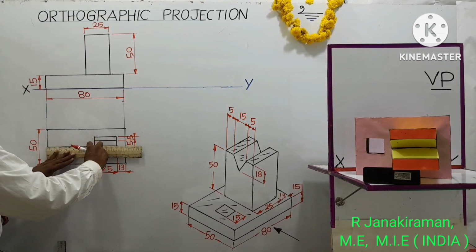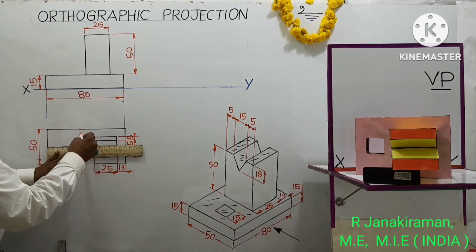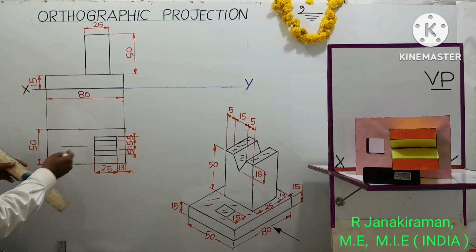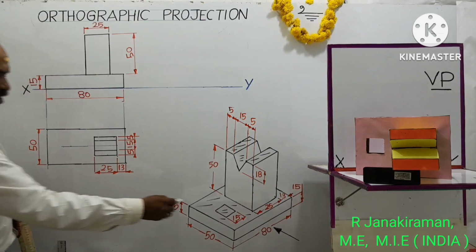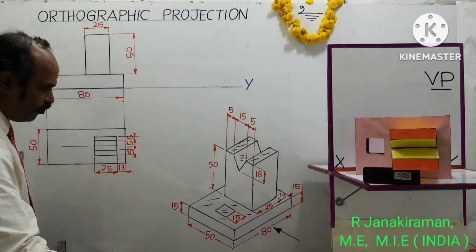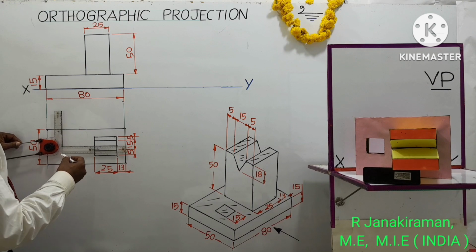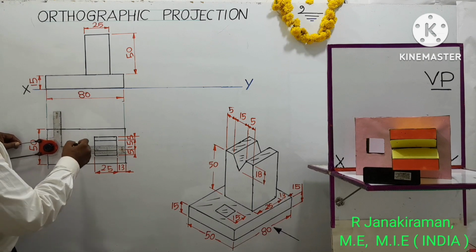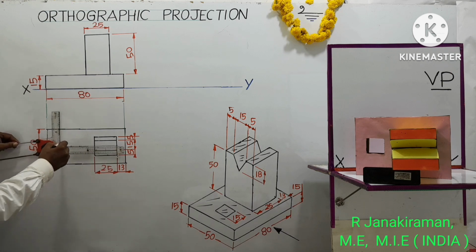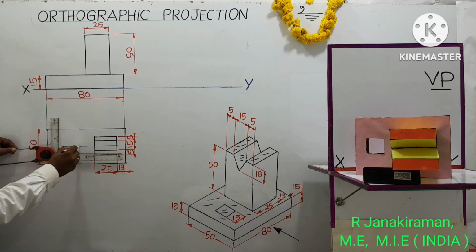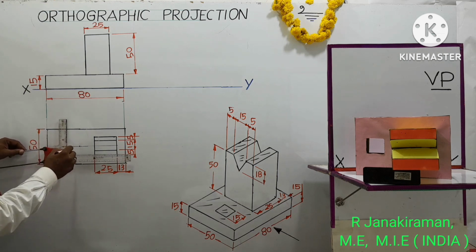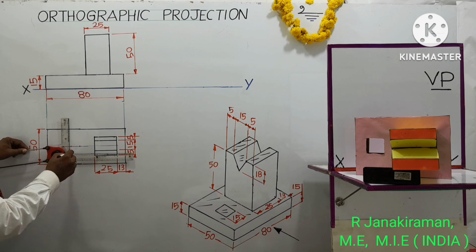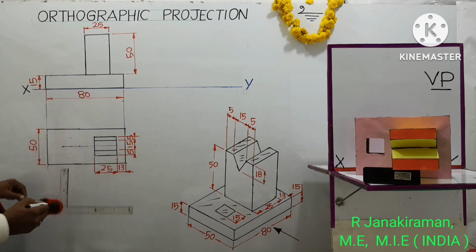So measure this distance. Locate the center point. So with the center point as reference, 15 divided by 2 will be 7.5 on the right side, and on the left hand side 7.5. Using the longer scale, two points are located. Similarly, using the vertical scale, above the center point 7.5 and below 7.5, locate two more points.